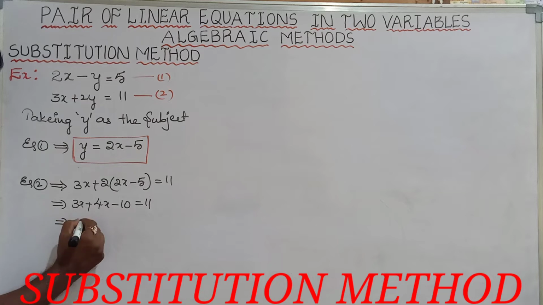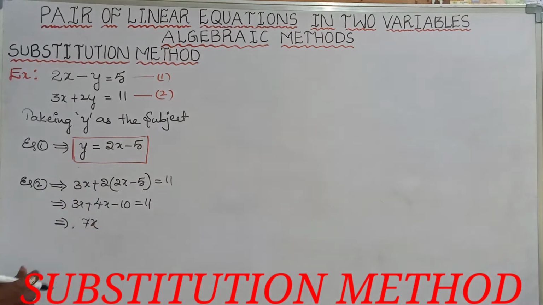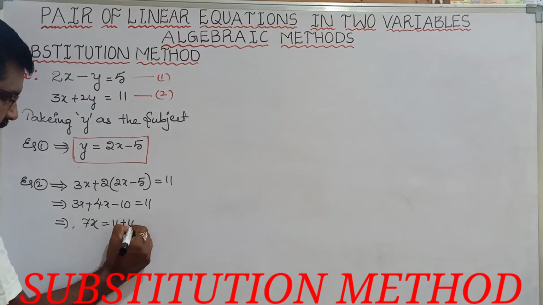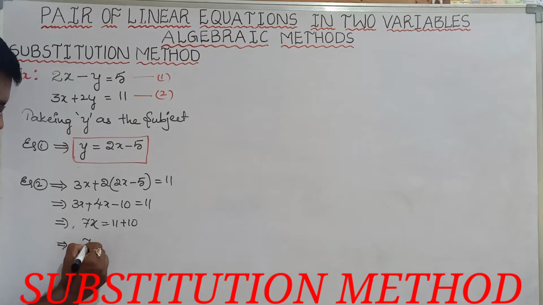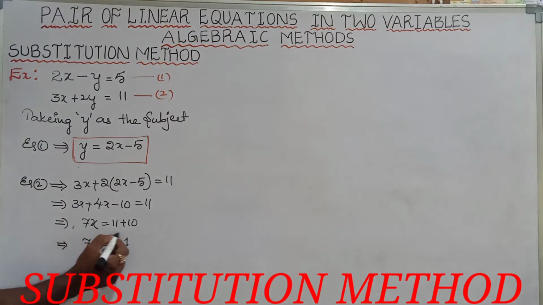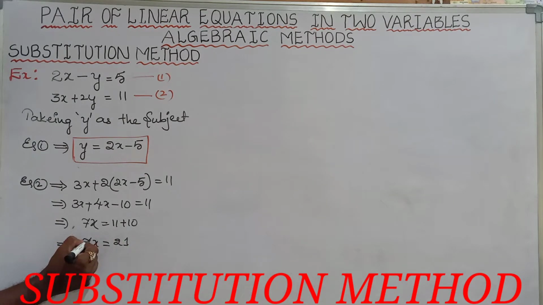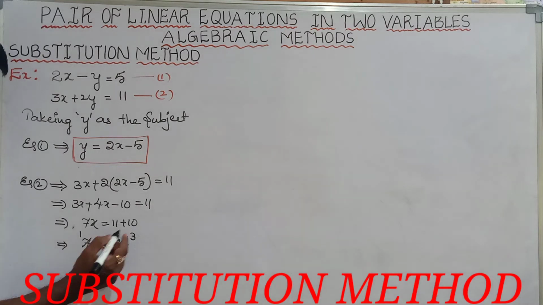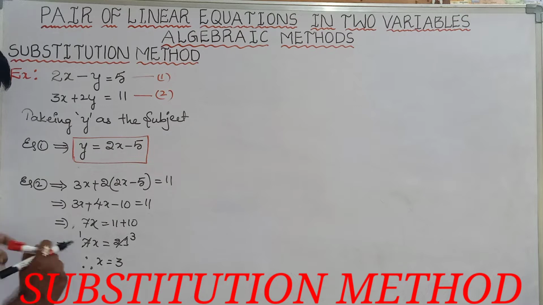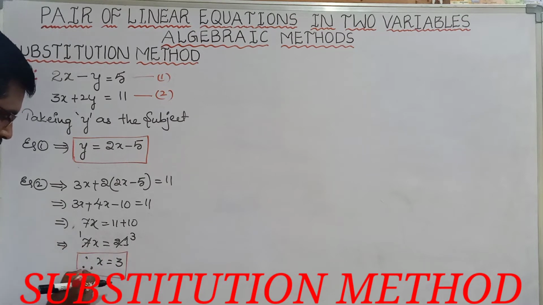3x plus 4x is 7x minus 10, transpose to that side. 11 plus 10, it is equal to 7x is equal to 21. Dividing on both sides, by simplification, 7 ones are 7, 7 threes are 21. Therefore, x is equal to 3.